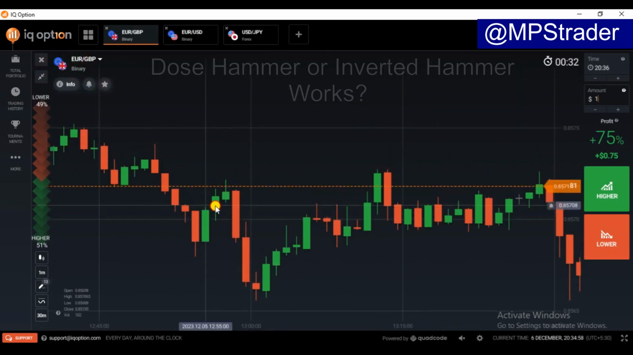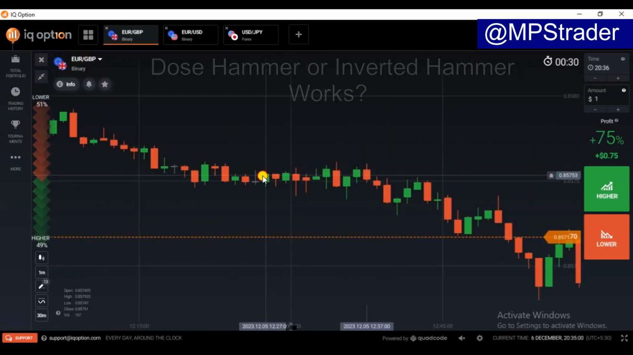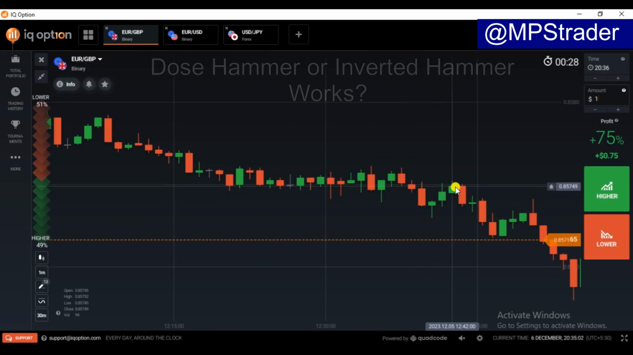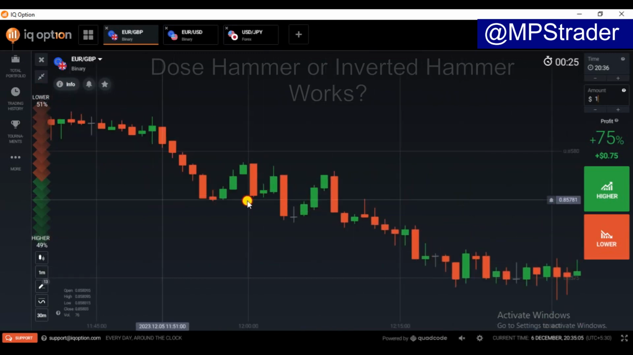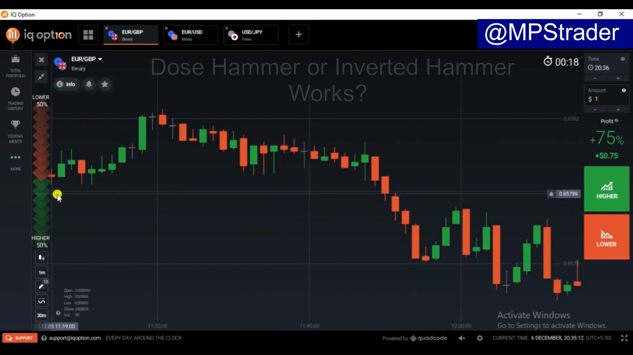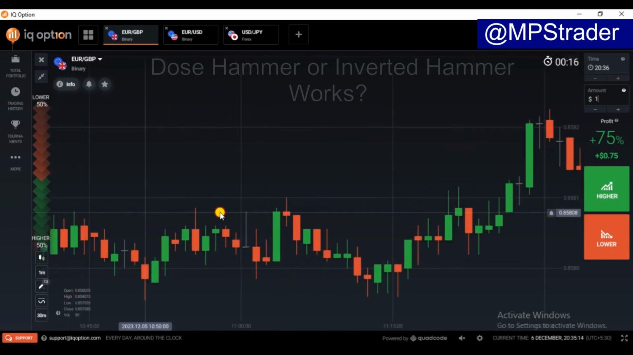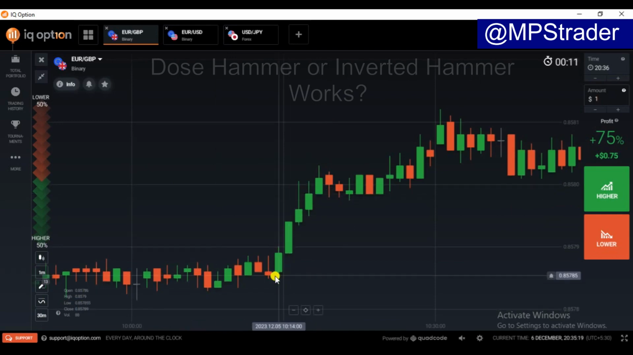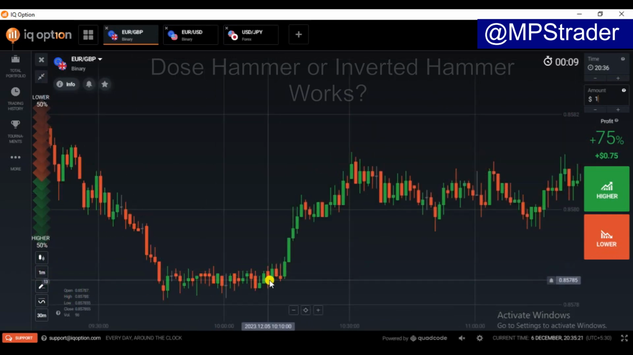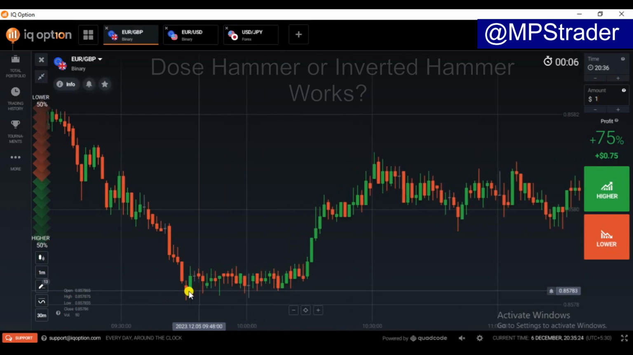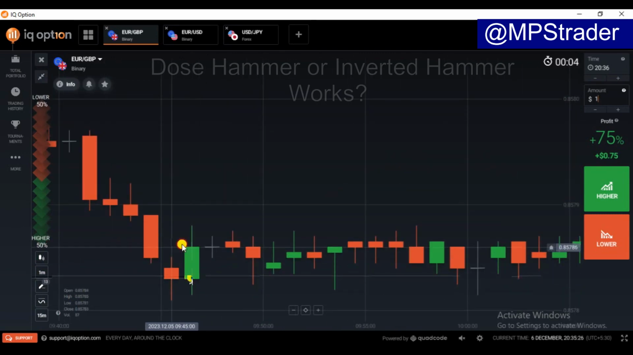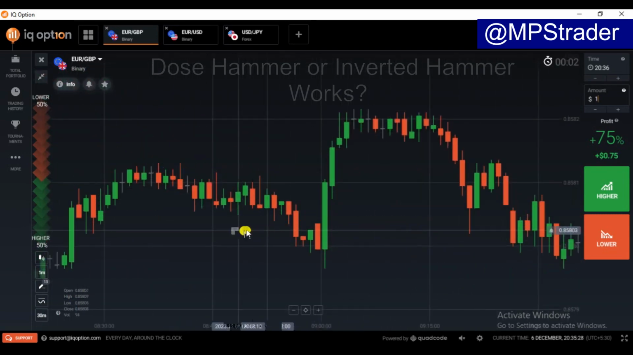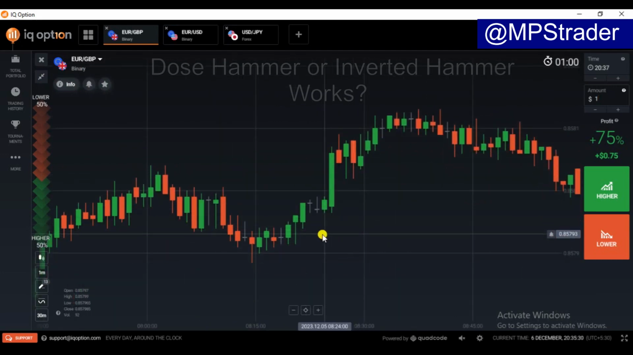It reversed from this level. Hammer reversed till this point and again went down. Hammer went in the same direction. It did not reverse this way. It came down. So this is the example. Okay, see, inverted hammer and it reversed, right? And in here, no. So this is the example.